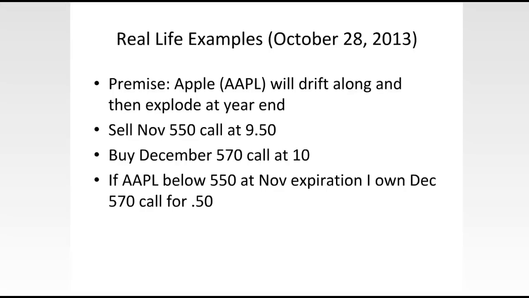Look at this example. Very likely that December 570 call was trading higher than 50 cents. There was your profit right there. Or you sell the December 590 call against it and turn it into a vertical spread. The point being the sort of first this, then that scenario. First, Apple will drift, then Apple will explode. So I do this trade, and I don't end up buying the December 570 call at 10. I ended up buying it at 50 cents.